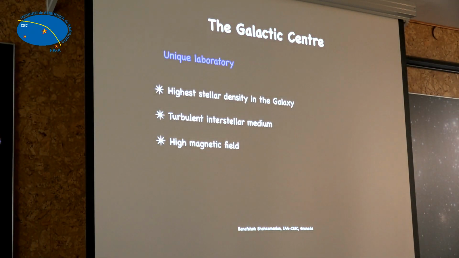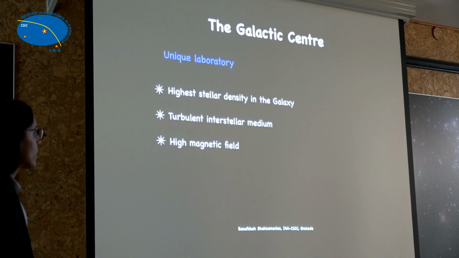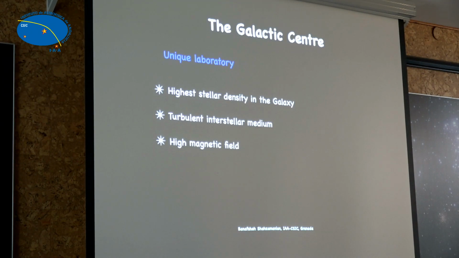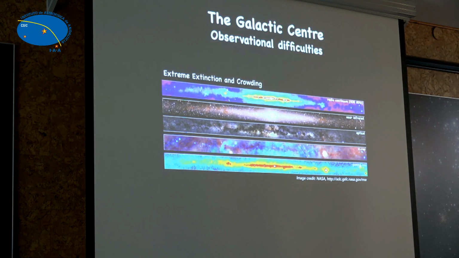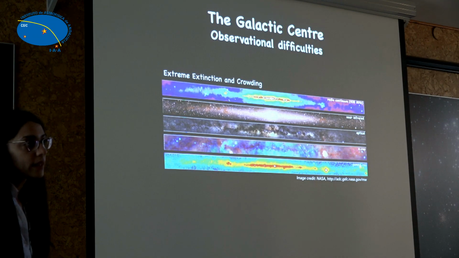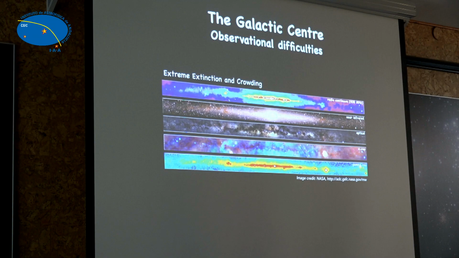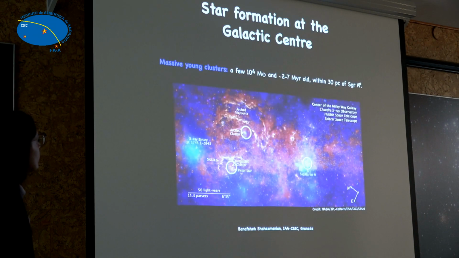So the Galactic Centre is a unique laboratory or template for galactic nuclei and for extreme astrophysical conditions and environments. It has the highest stellar density in the galaxy. It has a warm and turbulent interstellar medium, and it has a high magnetic field. It is unique in its observational difficulties because its observation suffers from extreme interstellar extinction, and that's why we cannot observe the Galactic Centre in optical. It's totally dark. And in our work, we observed it in near infrared. Another problem in observing the Galactic Centre is source crowding. To resolve this problem, we have to use the highest possible angular resolution.